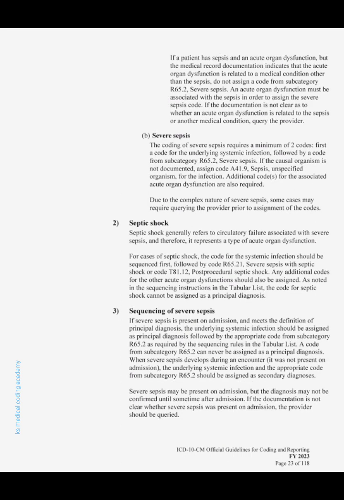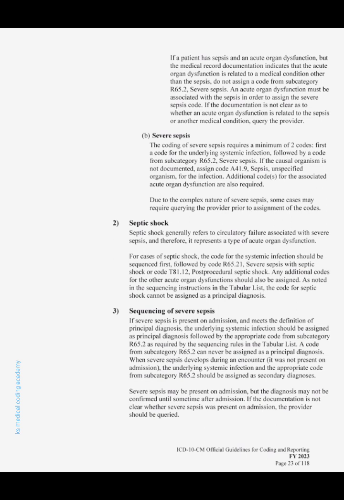If a patient has sepsis and an acute organ dysfunction, but the medical record documentation indicates that the acute organ dysfunction is related to a medical condition other than the sepsis, do not assign a code from subcategory R65.2, severe sepsis. An acute organ dysfunction must be associated with the sepsis in order to assign the severe sepsis code. If the documentation is not clear as to whether an acute organ dysfunction is related to the sepsis or another medical condition, query the provider.